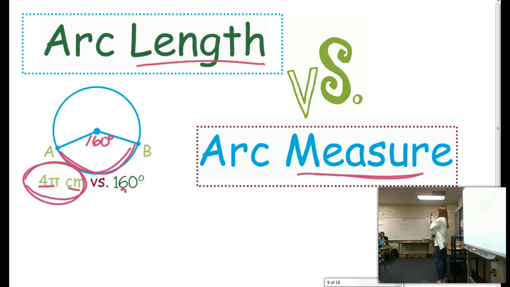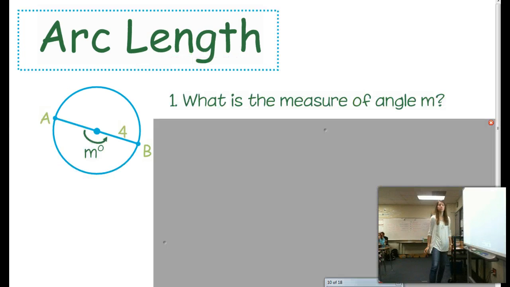An arc has a length and it has a measure. So I don't want you to get those two mixed up. If I say, what's the degree of arc AB? You would say 160. If I said, how long is arc AB? You would say 4 pi. Two different pieces of information, one arc.